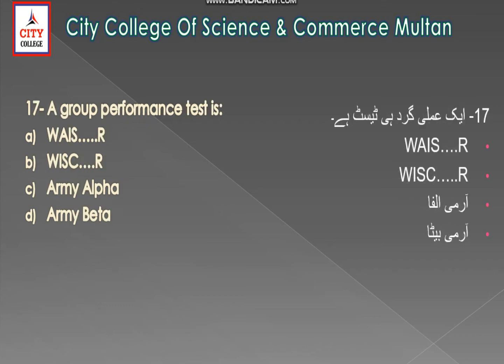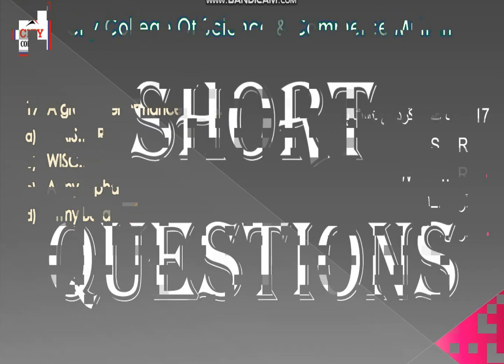MCQ number 17. A group performance test is option A, WAIS-R, option number B, WISC-R, option C, Army Alpha, option D, Army Beta. The correct option is option number D, Army Beta.